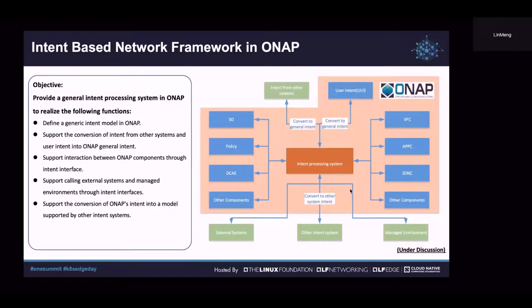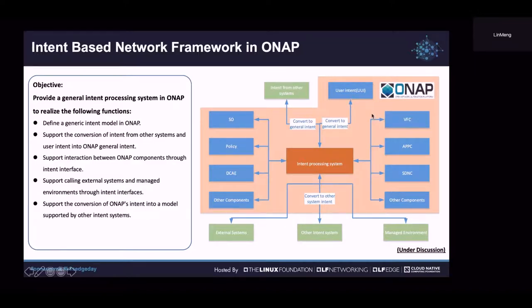If we look into the standards definitions such as 3GPP and TM Forum, the intent is the formal specification of all the expectations, including the requirements, goals, and constraints. It expresses the expectations that need to be fulfilled without paying attention to how to realize them. The ONAP community also started the exploration of an intent-based network framework last year, and there has been lots of discussion in the community about how to position the IBN framework. One ideal solution could be defining a general intent processing system within ONAP.